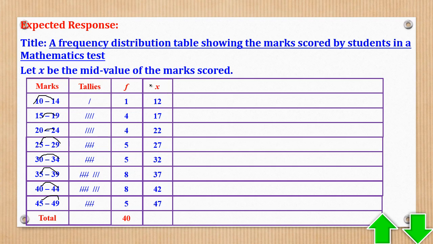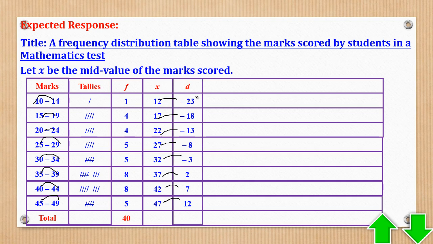Okay. The next will be D because they gave us a working mean. So working mean of 35. So we shall say this minus 35, this minus 35, this minus 35, this minus 35, this minus 35, this minus 35, this minus 35, and this minus 35.